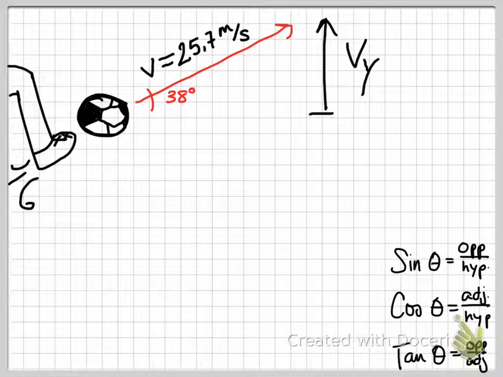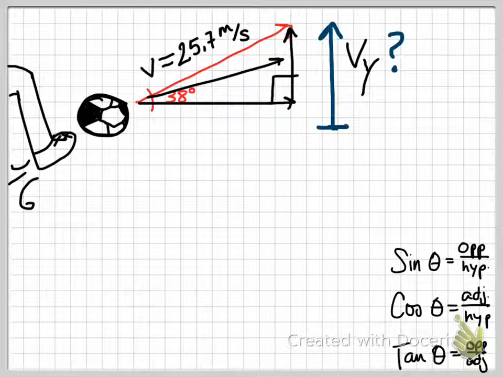Note that I've been very careful not to label this as something like delta y, because variables have meaning. Delta y means change in y position, and what we want is the velocity on the y-axis. So we're going to label that as v sub y. Since the quantity that we're interested in is across or opposite the angle that we have, we're going to use the sine function to determine the velocity on the y-axis.